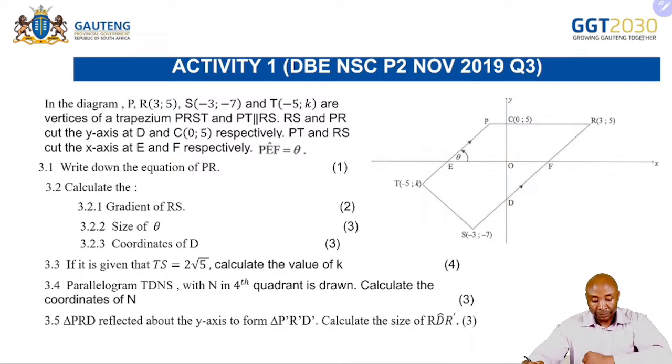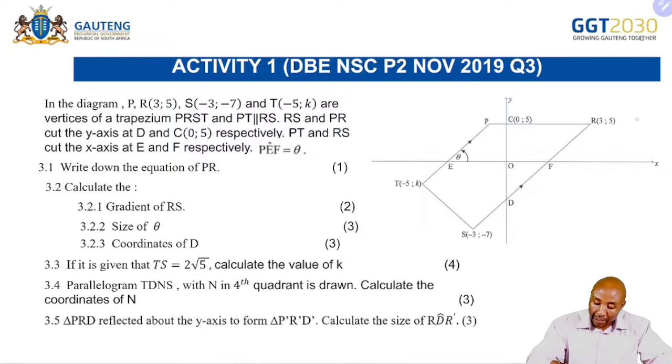Welcome back. Now we are going to look at the information and help us answer the questions. Now it says write down the equation of PR. If you check P, Q, R, what comes into your mind? They lie on the same straight line. Those are collinear points. So it means the equation is going to be the same.